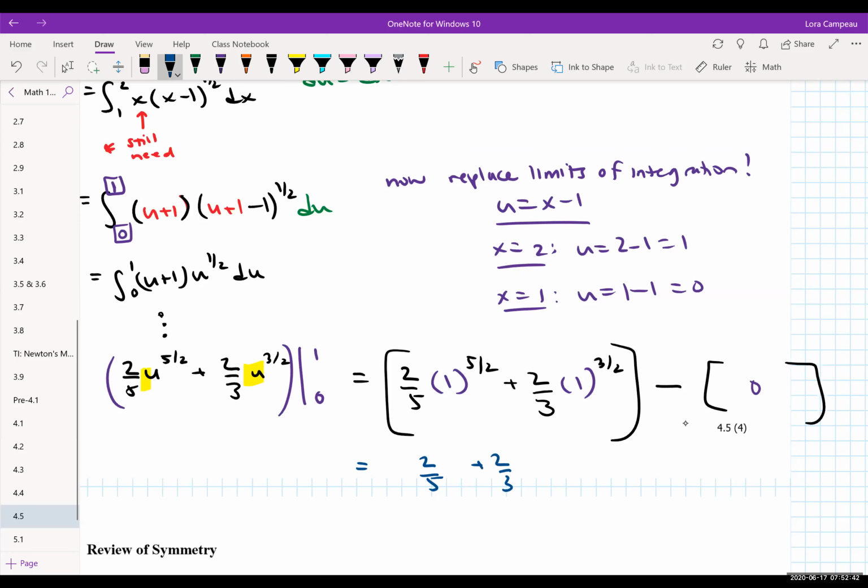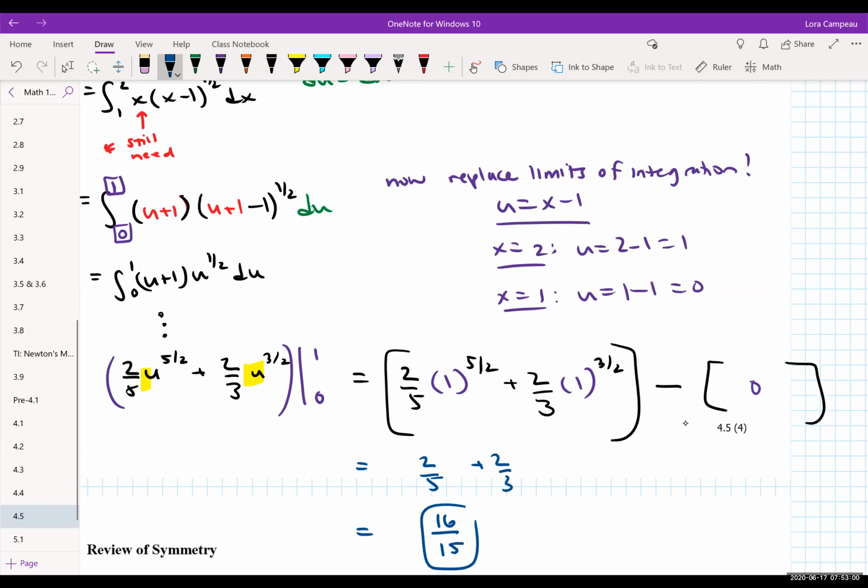You can use your fraction key to help you, because your brain is already shot, because we've been thinking all about u-substitution all day long. So I got 2/5 plus 2/3. I add it, it's 16/15. Voila.